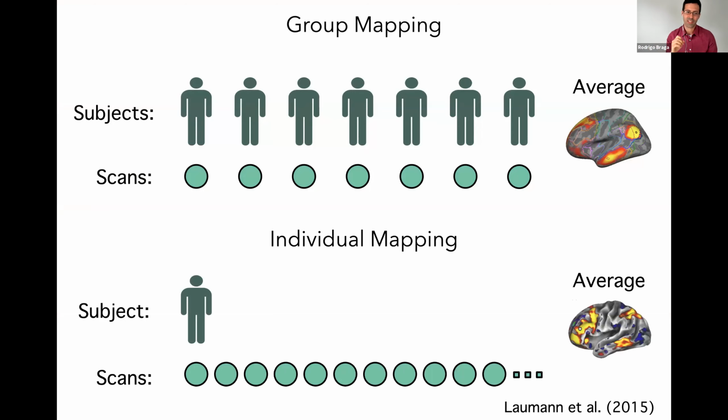In 2015, this very important paper came out by Timothy Laumann and colleagues from WashU. In this paper, Russ Poldrack went into the scanner a few times a week for about 1.5 years and scanned himself many, many times. By doing so, he had a lot of data from his own brain. So he could just do the same averaging approach, but just within his own brain.